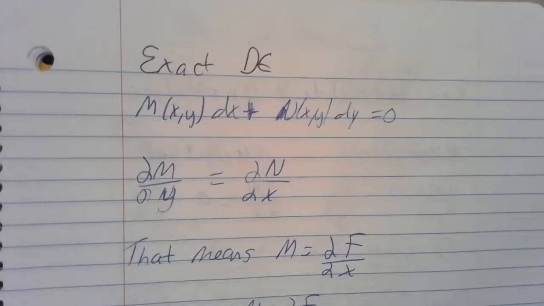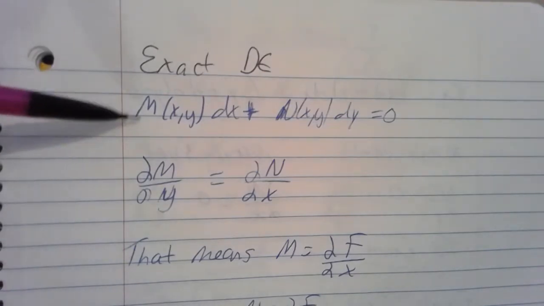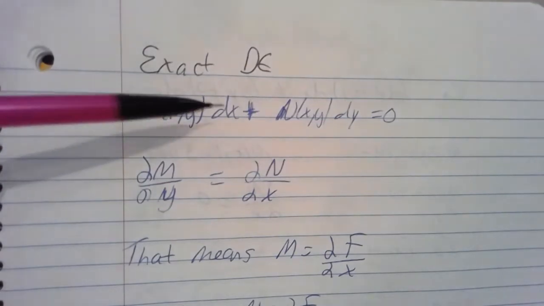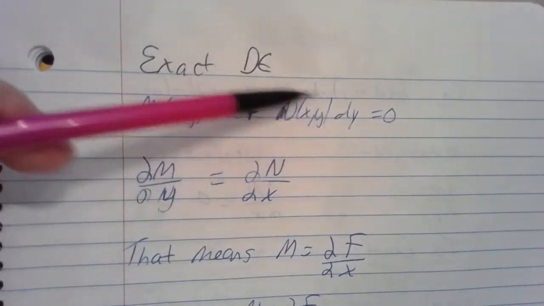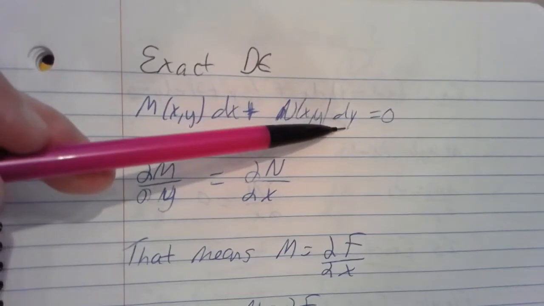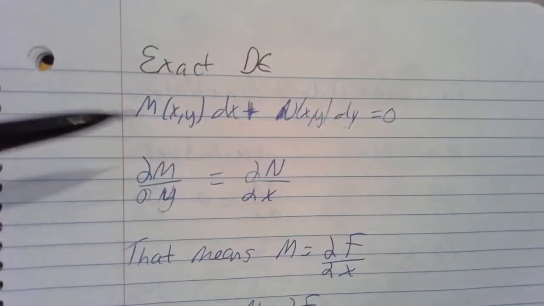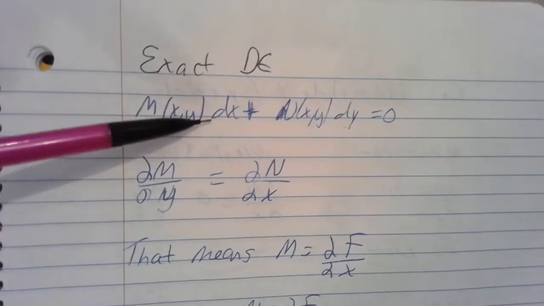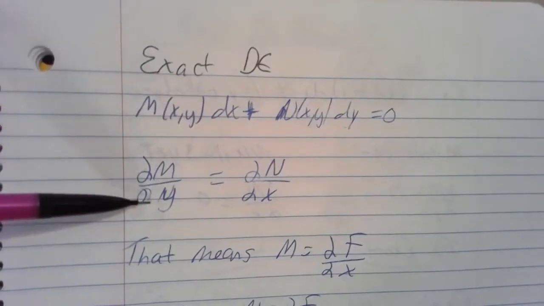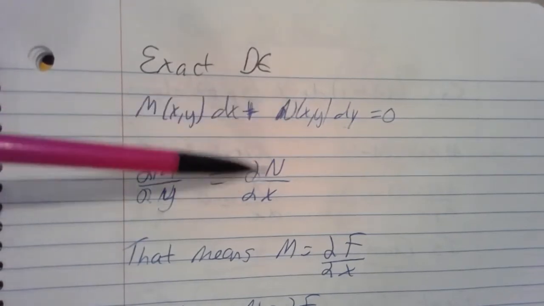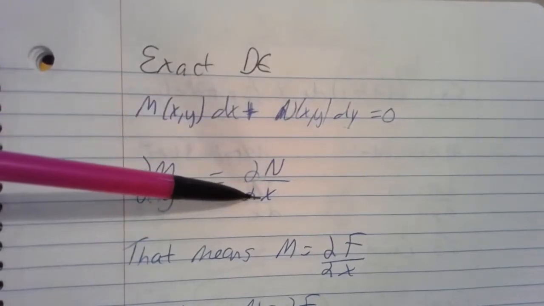Okay, here we're going to be talking about exact DEs. So we have some differential equation in differential form. Remember, that's some function we called M dx plus some other function N dy equals 0. A DE is exact if the partial of M with respect to y is the same thing as the partial of N with respect to x.